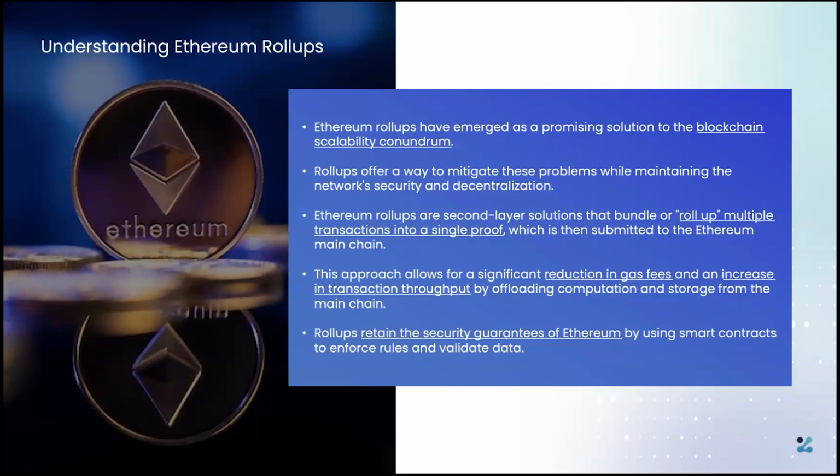And rollups are prominent when we talk about layer 2s. Why are they called rollups? Because you take a batch of transactions and they are bundled or rolled up into a single proof, which is submitted on the main chain. That's why they are called rollups. And as I mentioned, the whole idea is to reduce gas fee and increase transaction throughput, because you're offloading the computation and storage from the main chain.